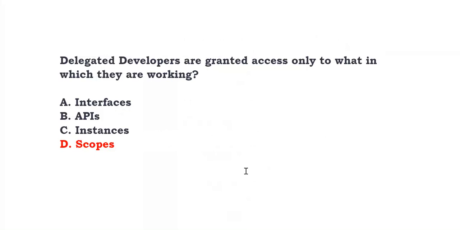Our question is, delegated developers are granted access only to what in which they are working? Option A, interfaces. Option B, APIs. Option C is instances. Option D is scopes. Correct answer is option D, that is scopes.